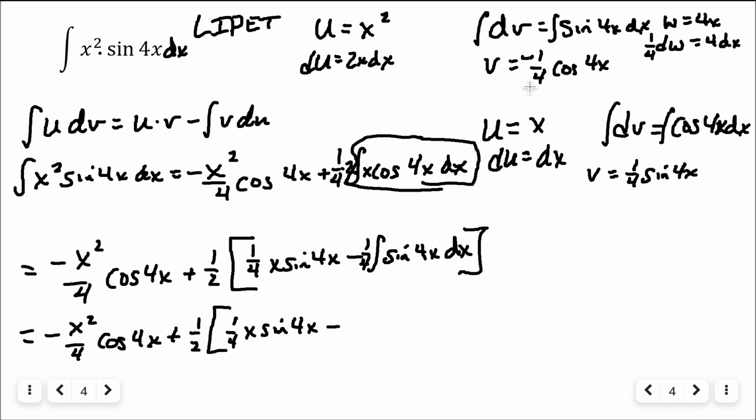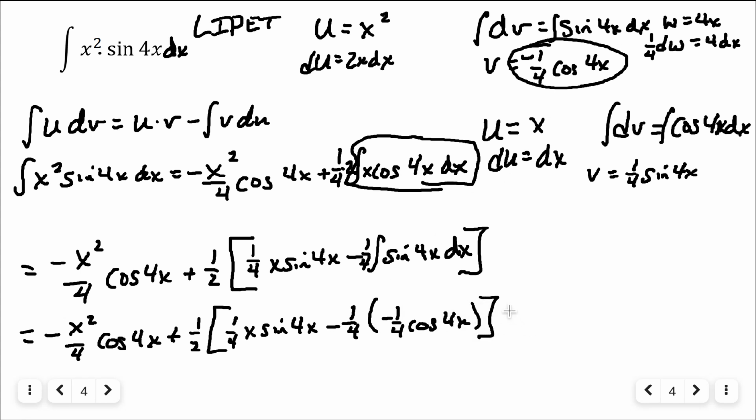So now, the integral of sine 4x, we just happen to do it up here. It's negative 1/4 cosine 4x. So that's 1/4 there, minus 1/4. Now this integral is negative 1/4 cosine 4x. I think we'll write it like that. And now the integrals are done, so I need a plus c.